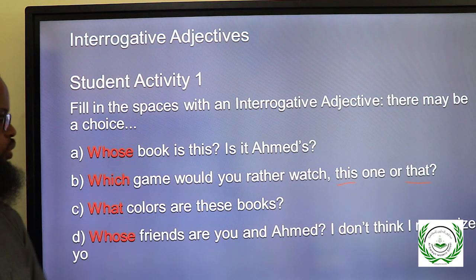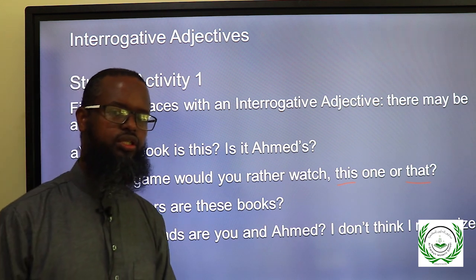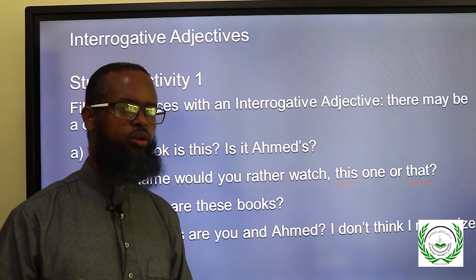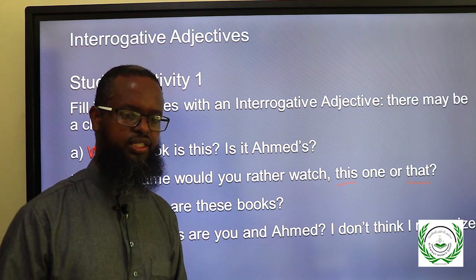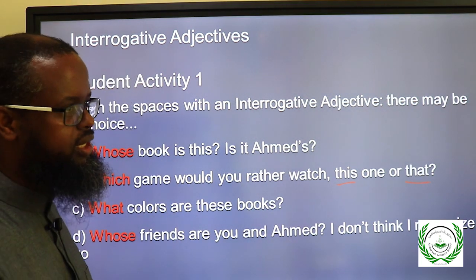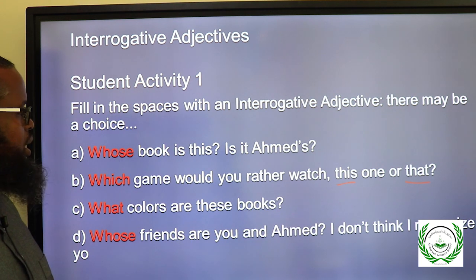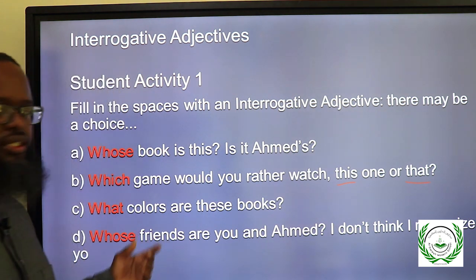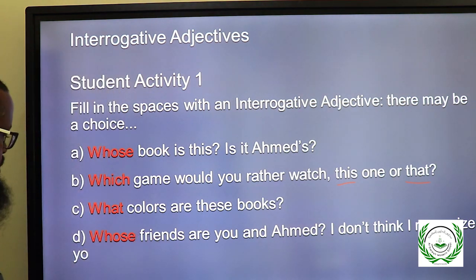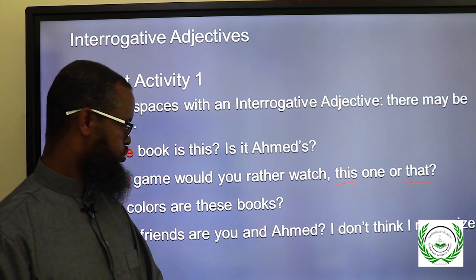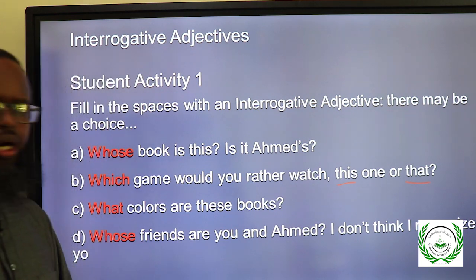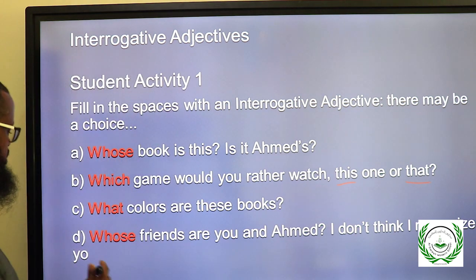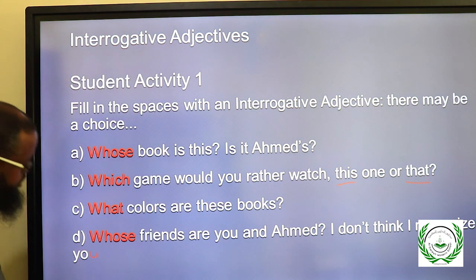What colors are these books? The books can only be one color. They cannot be two different colors. So they're either black or white or green. So it doesn't give you a choice. It's a straight question, and a straight answer will be given. Whose friends are you and Ahmed? Who are the friends of you and Ahmed? I don't think I recognize you.